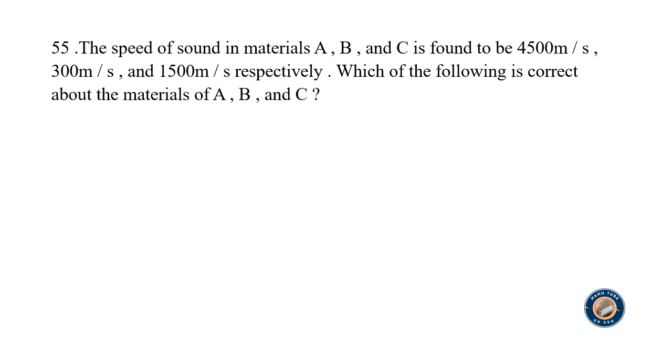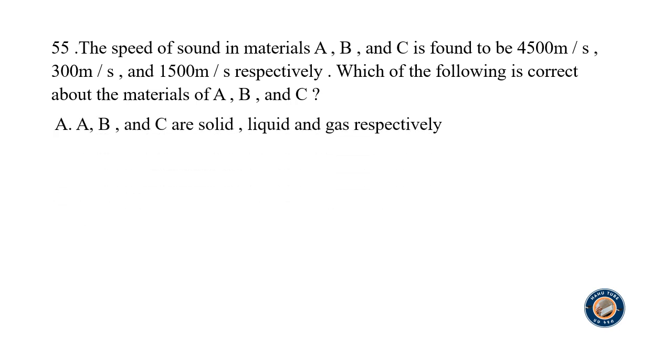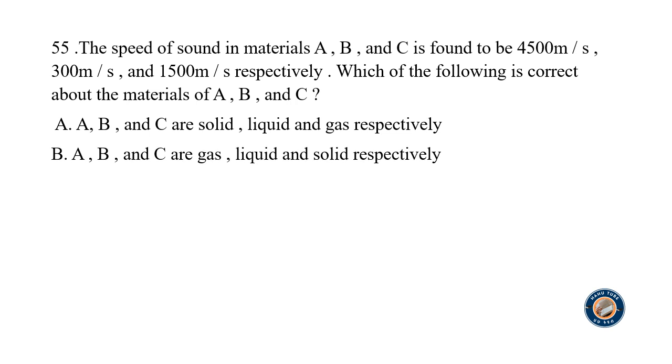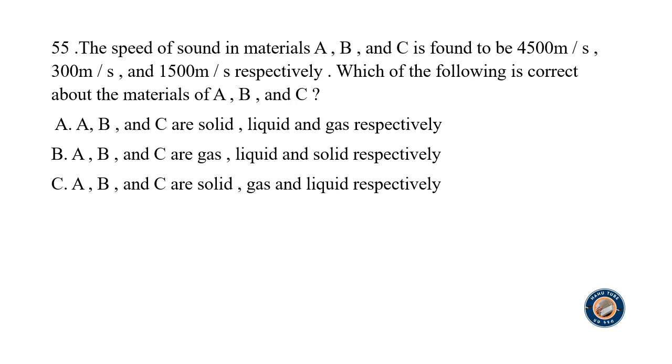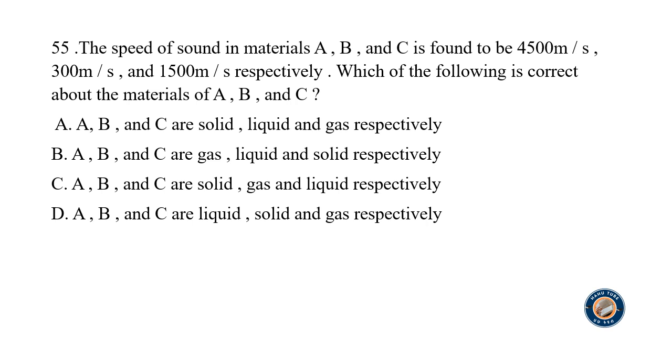Question number 55. The speed of sound in materials A, B and C is found to be 4,500 meters per second, 300 meters per second and 1,500 meters per second respectively. Which of the following is correct about the materials A, B and C? A. A, B and C are solid, liquid and gas respectively. B. A, B and C are gas, liquid and solid respectively. C. A, B and C are solid, gas and liquid respectively. D. A, B and C are liquid, solid and gas respectively.